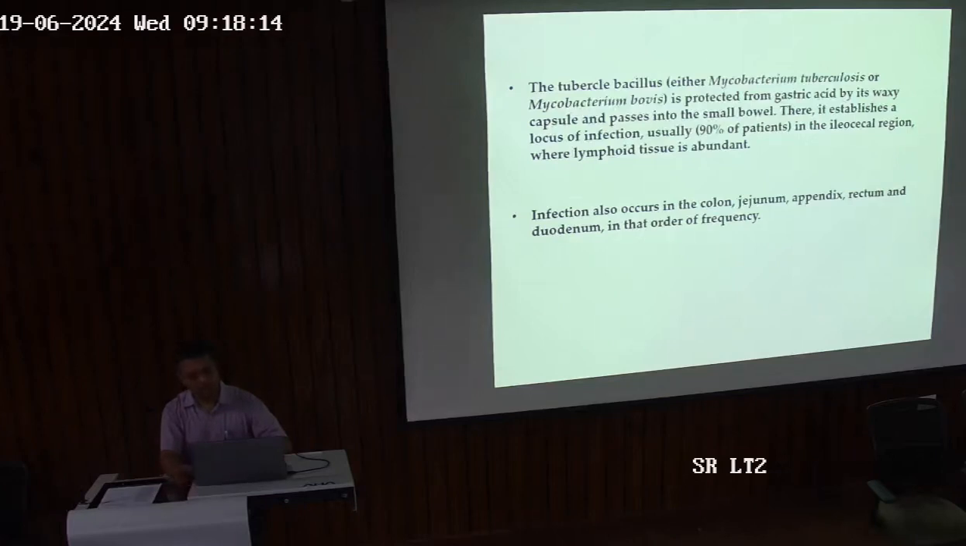go to the small bowel. Then it establishes a locus of infection. Usually, in 90% of patients, the lesion is in the ileocecal region, where lymphoid tissue is abundant. Although infection can also occur in the colon, jejunum, appendix, or anywhere in the GIT.